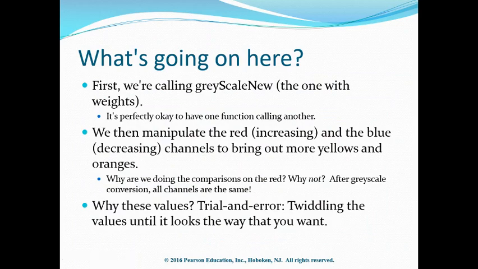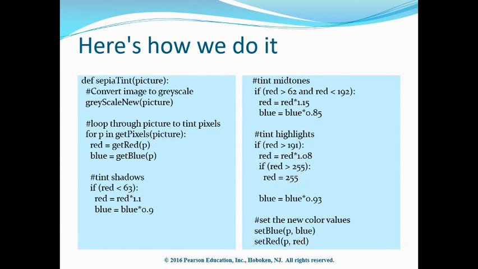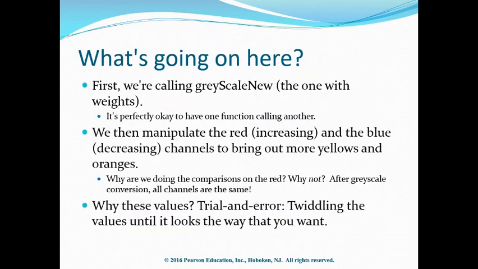So what's going on here? First, we're calling grayscale new, this one with weights. It's perfectly okay to have one function calling another. We then manipulate the red and the blue channels to bring out more yellows and oranges. Why are we doing the comparison on the red? Why not? After grayscale conversion, all channels are the same. Why these values? Trial and error. Twiddling the values until it looks the way you want it.